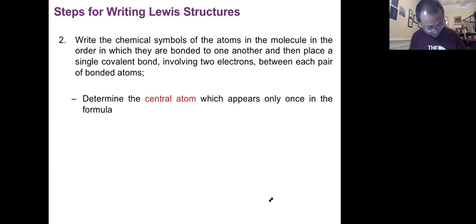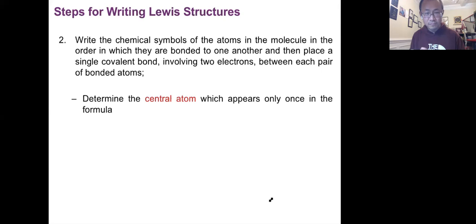Step 2, write the molecule in a way so that atoms are bonded to one another using a single covalent bond.